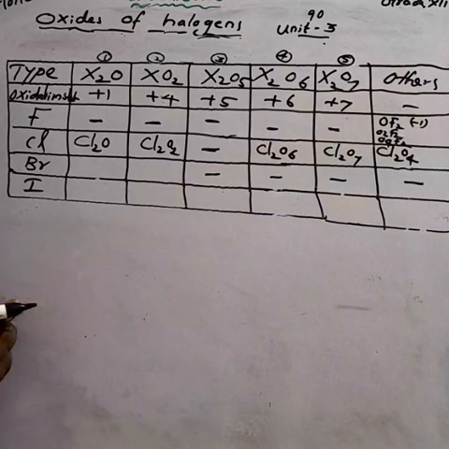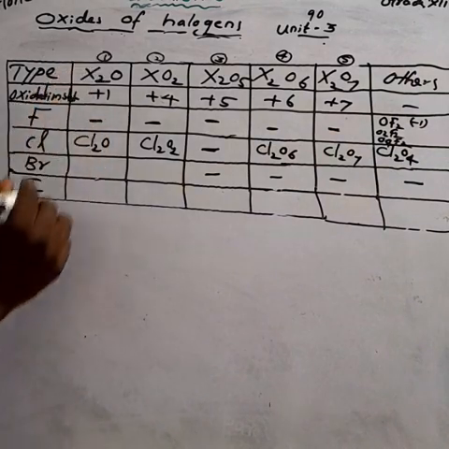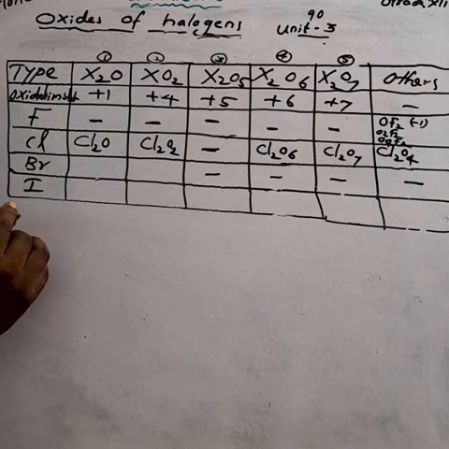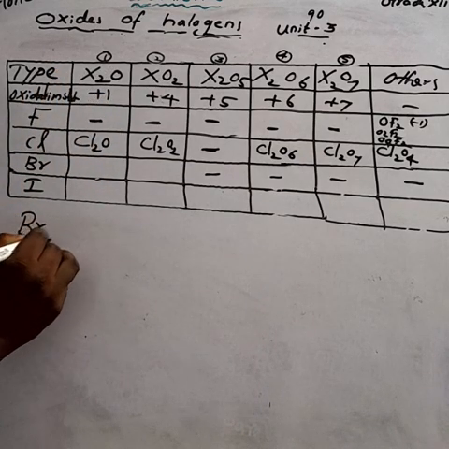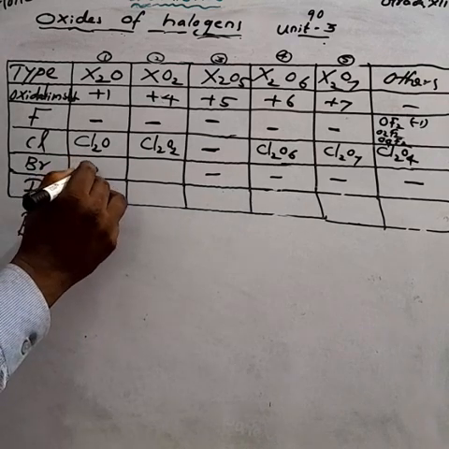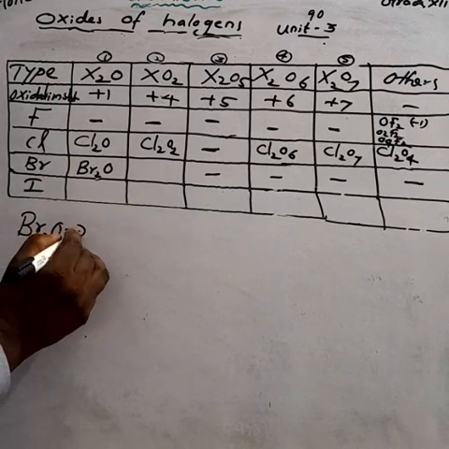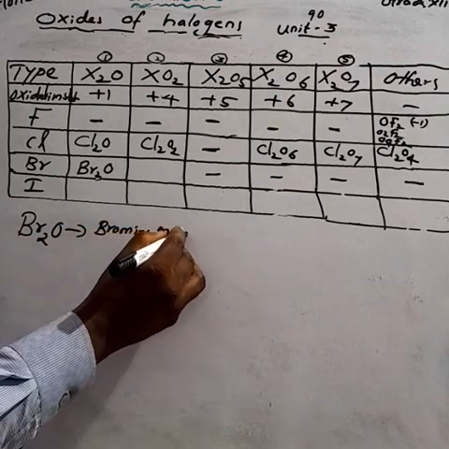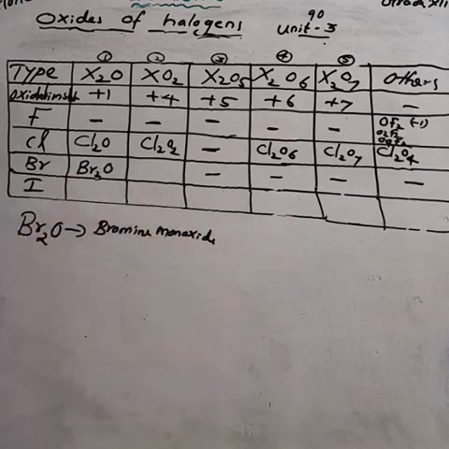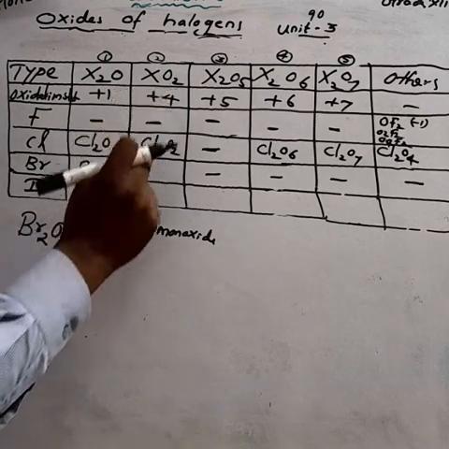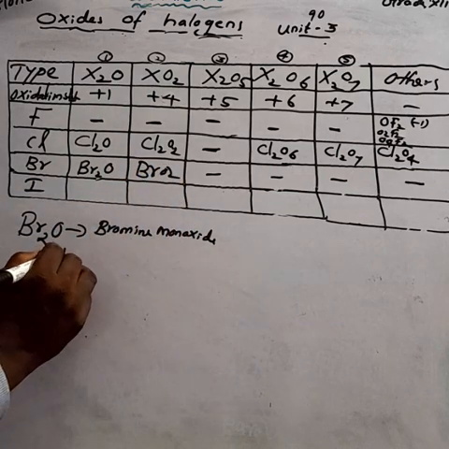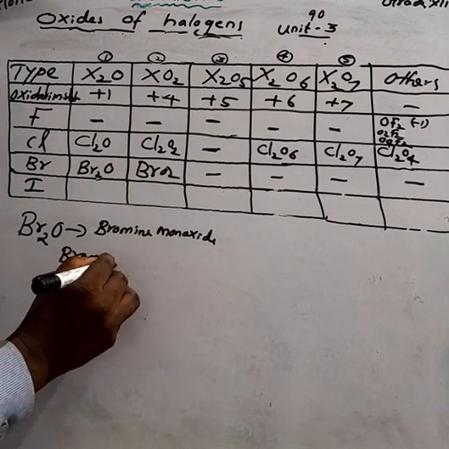So next we can see the examples. What are the examples of bromine? Type X2O, the example is Br2O. Can you say the name of the compound? Bromine monoxide. This is an example. Next, the type XO2. I am writing one of the examples: BrO2, bromine dioxide.